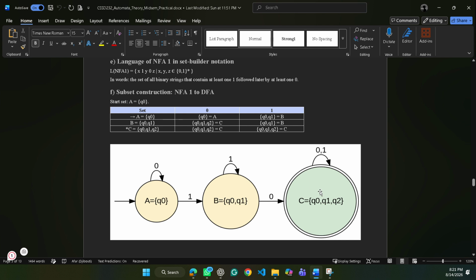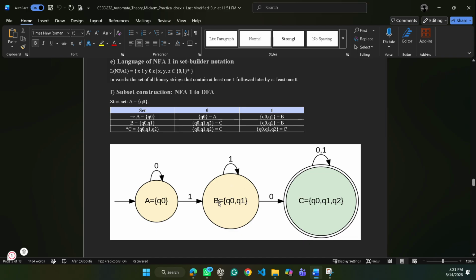Since C contains Q2, which is an accepting state of the NFA, C becomes an accepting state of the equivalent DFA. The final subset construction table is therefore as follows. A equals Q0. B equals Q0, Q1. And C, which is the accept state, is Q0, Q1, Q2. So that's what we did here.